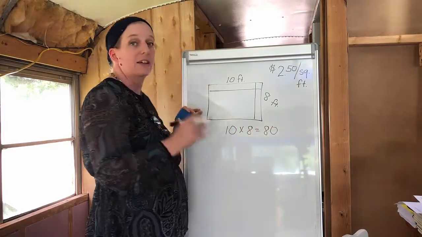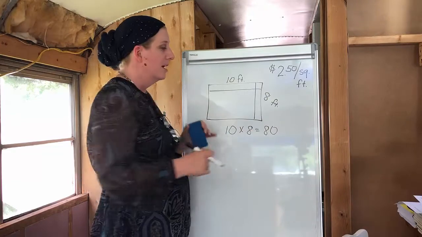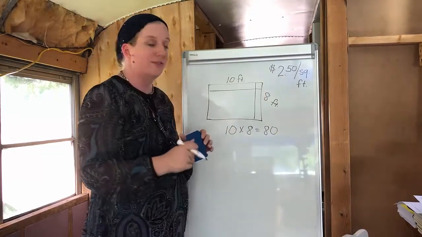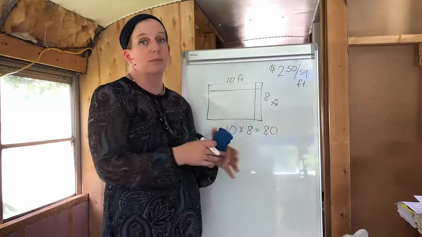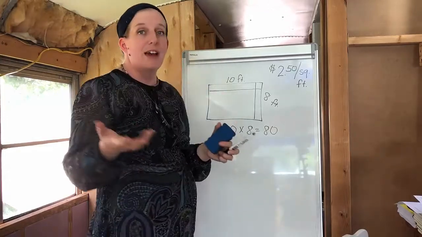You have 80 squares of carpet needed. So you could multiply $2.50 times 80 and figure out how much money it would cost you to carpet your room, okay? So that's why it's really valuable to know.